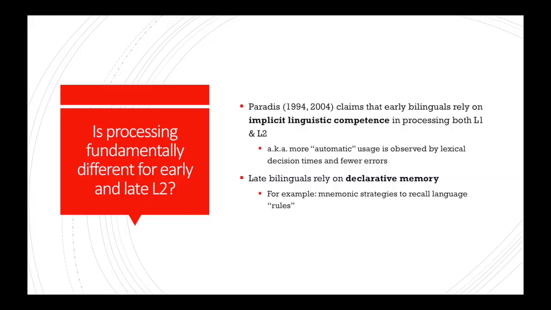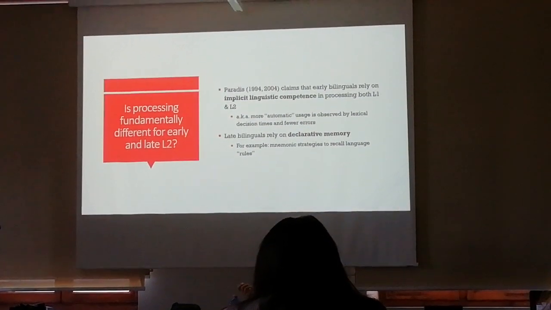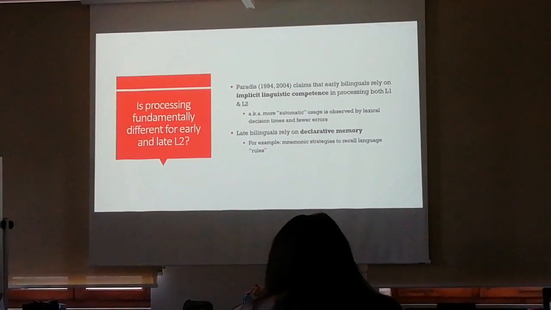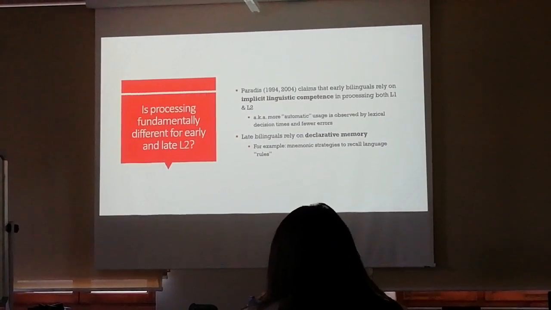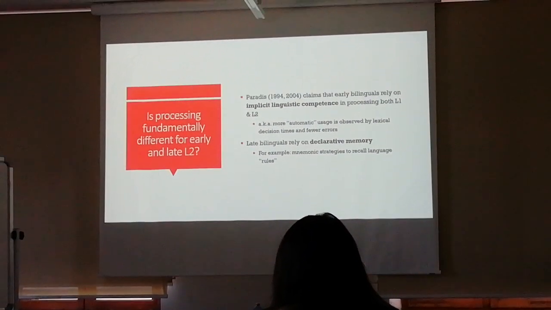This is a broad claim that we all may be familiar with, which is that early bilinguals rely on this implicit, more automatic usage of both of their languages, and also languages that they learn later. If you look at their L1s and L2s, they're more able to speak without taking time to think about how they need to arrange the grammar, and so we see that with lower lexical decision times and fewer errors, whereas we had this idea that late bilinguals use more of a declarative memory. By late bilingual we mean starting to learn the language after the age of 6. That's the definition that they used in this paper.